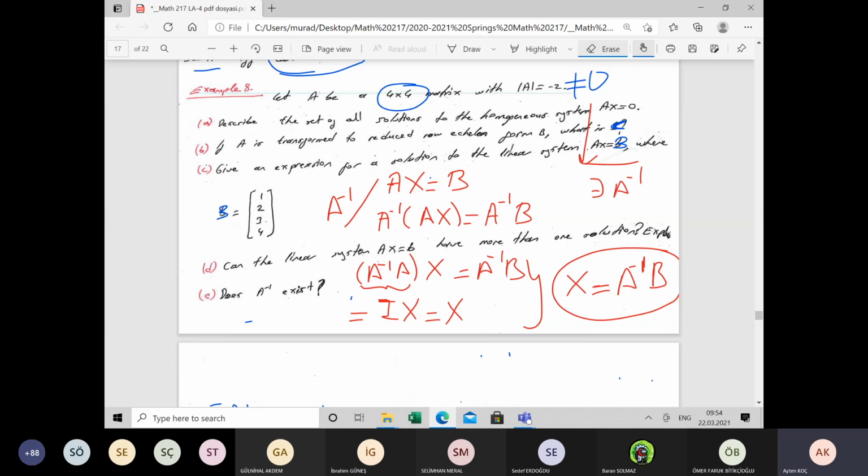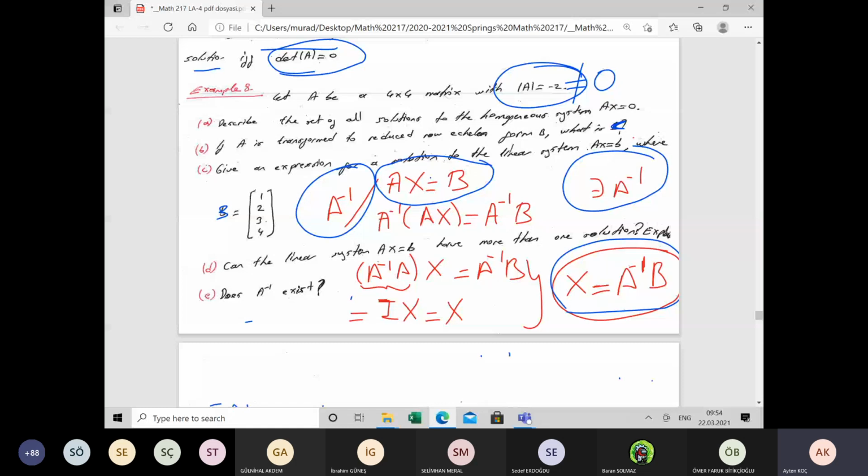If the determinant of our coefficient matrix is non-zero, the matrix is invertible, so using the inverse matrix the solution is this one. So how to find the solution? Write the coefficient matrix, find the inverse of the coefficient matrix, and then multiply by b. This gives the solution.